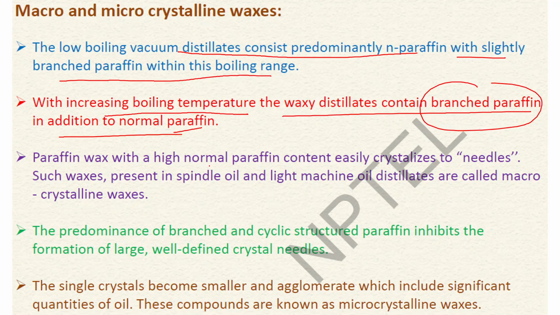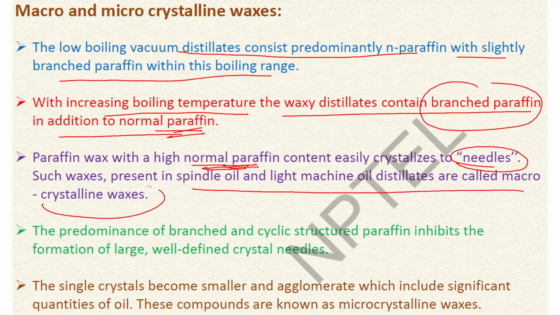The paraffins with a high normal paraffin content, meaning good quality waxes, are mainly n-paraffins. Some amount of isoparaffins, meaning branched paraffins, are also considered, but mainly n-paraffins. If a large amount of n-paraffins is there, these waxes easily crystallize to form very organized needle-like structures. Such waxes present in the spindle oil and light machine oil distillates are called macrocrystalline waxes.